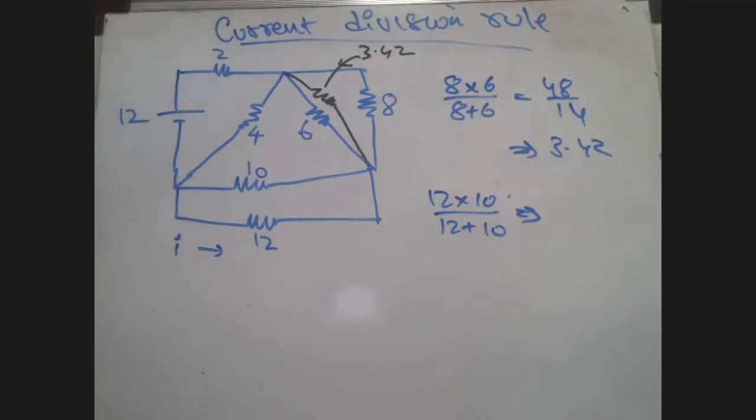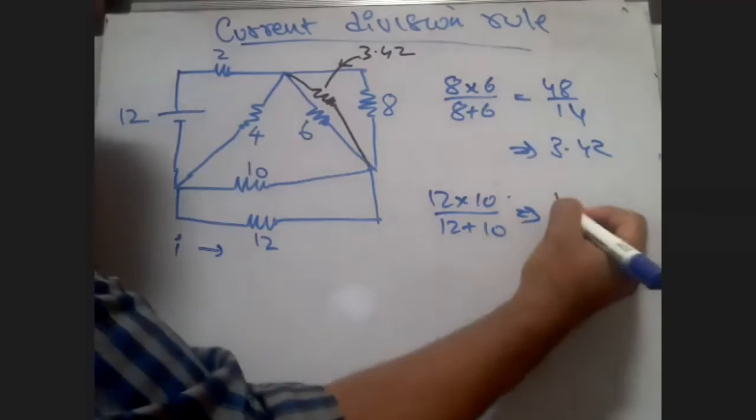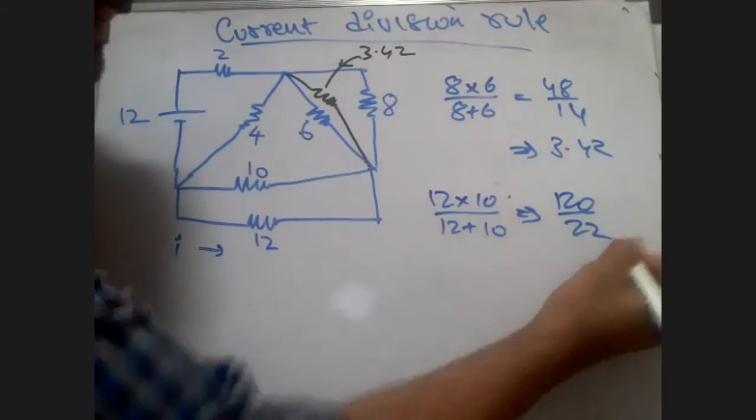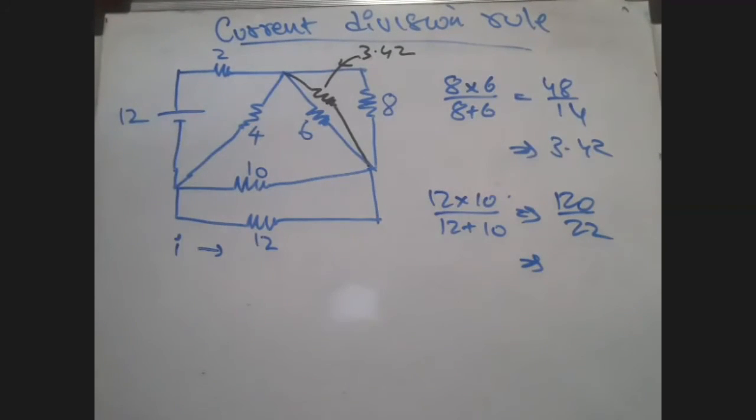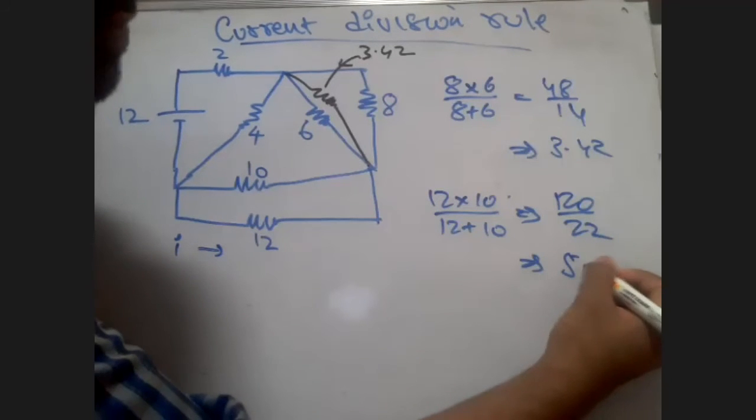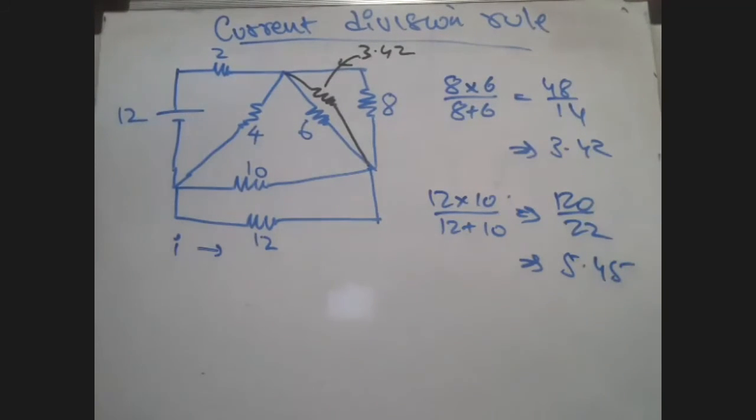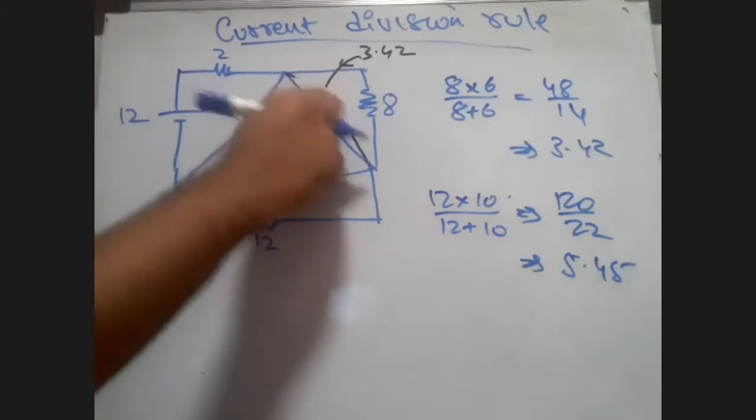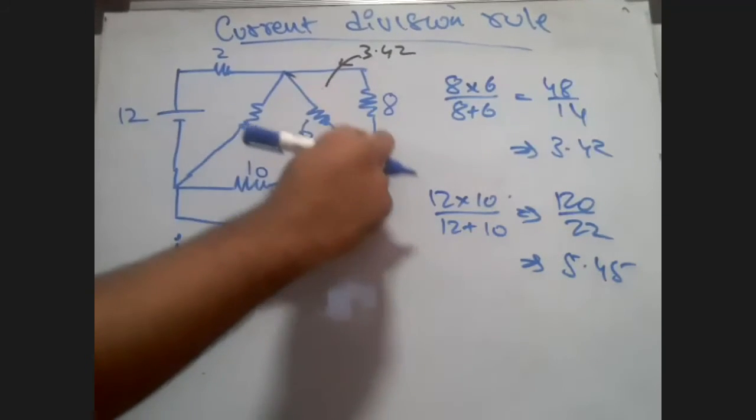120 upon 22. That according to me is 5.45. Yes, you can take any rational number, no problem. Okay. Now, can we draw an equivalent circuit of this? This will just simply confuse you, so I won't do it like this. I don't want to confuse you all.